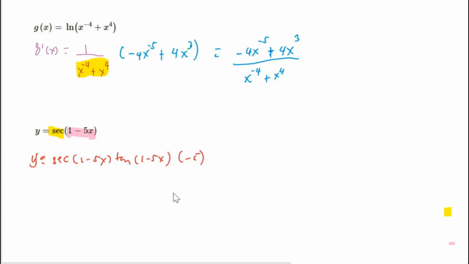So multiplying that one now, let us start writing the monomial, which is the algebraic term, which is now equal to negative 5 secant of the measurement of the angle, which is 1 minus 5x, tangent of 1 minus 5x. So that is now the derivative of the given function.